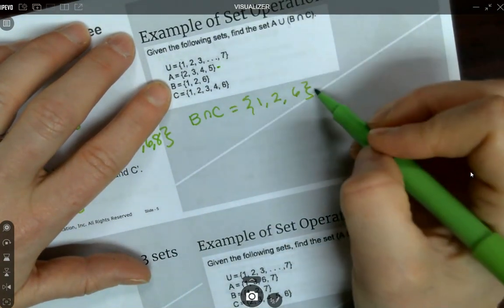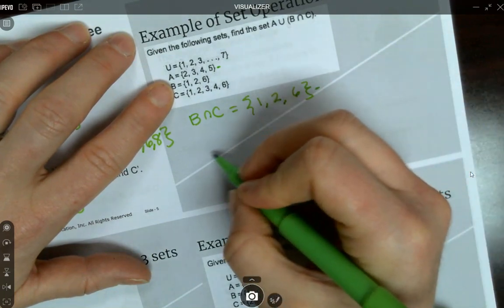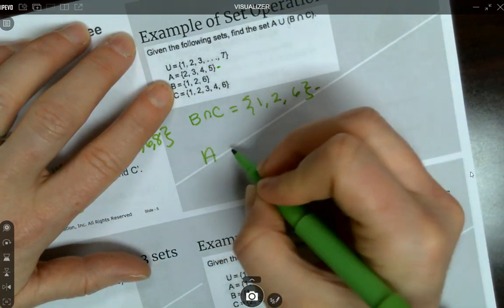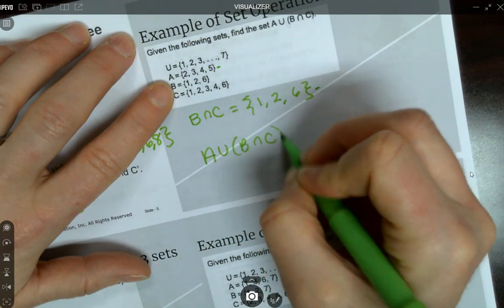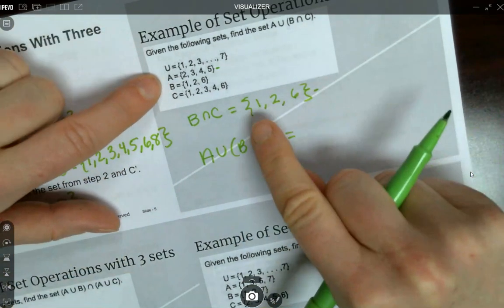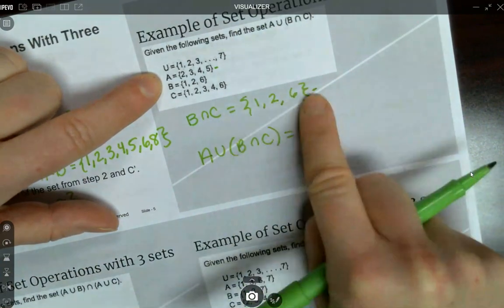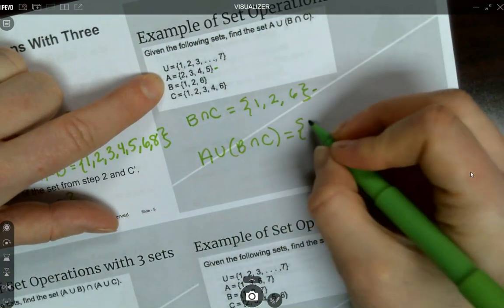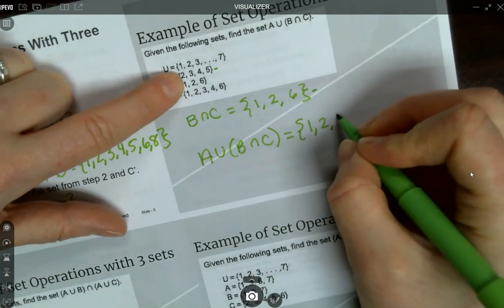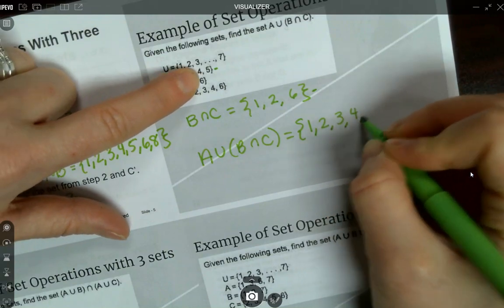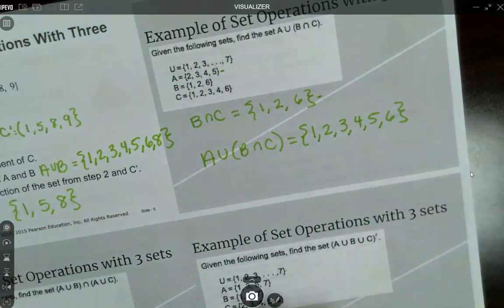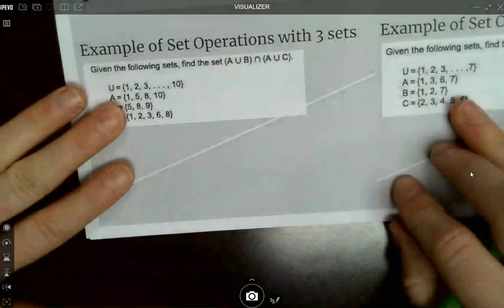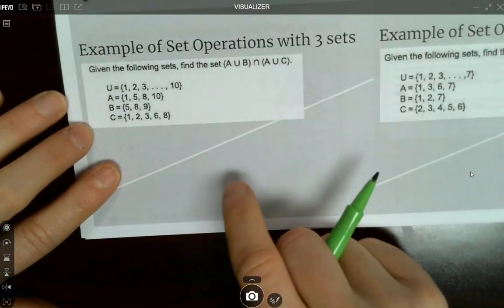So here's A, and here's this one. Let me rewrite it. So union A with this one. We want all of them: 1, 2, 3, 4, 5, and 6. Okay, let's go to the next one.